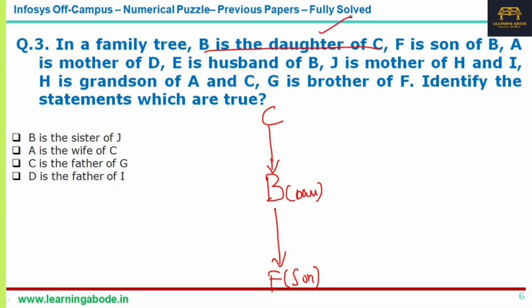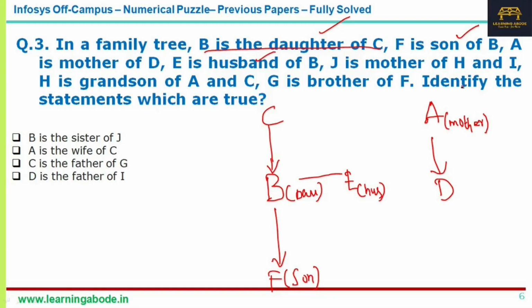So I've taken two statements. A is the mother of D, so it's not connected to whatever is given so far. I'll just write this separately. A is the mother of D. D's gender we do not know as of now. E is the husband of B, so we can connect it here. E is the husband, B is the wife. So this statement we have taken.